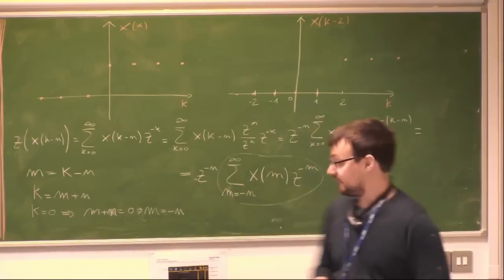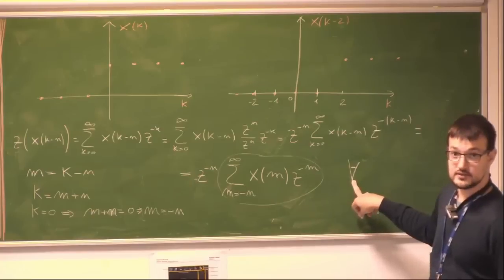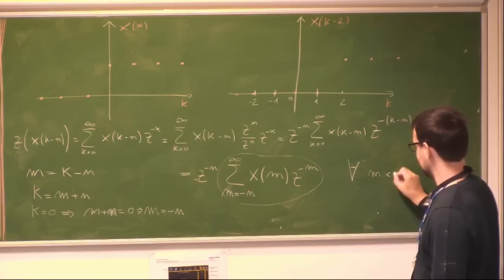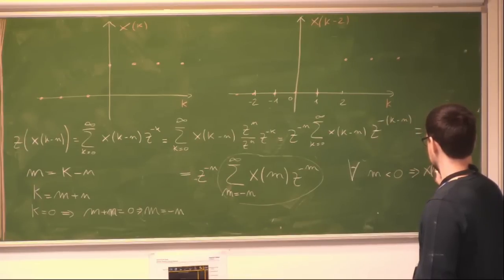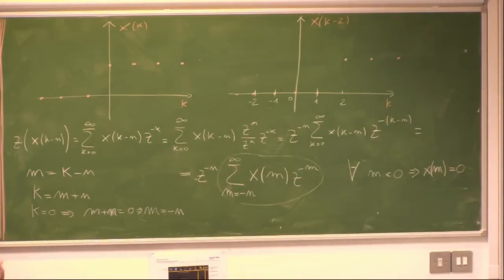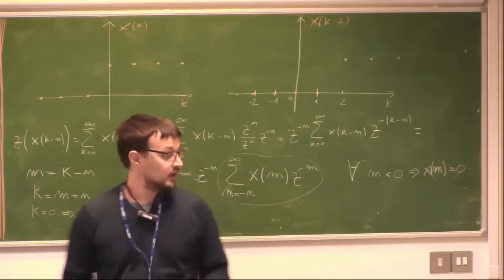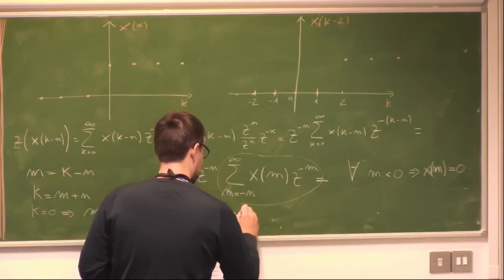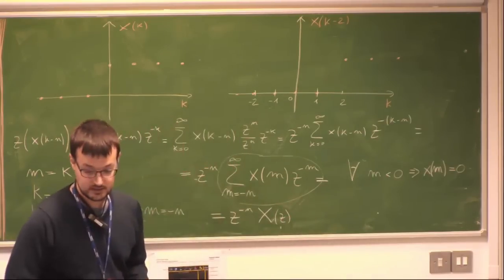But let's consider the fact that for all m less than 0, x of m is equal to 0. Why? The reason is that for all negative values of the discrete time, we have assumed that the function is 0. So in this way, we actually have that this expression is simply equal to z power minus n times the z transform of x. And we have proved the theorem.